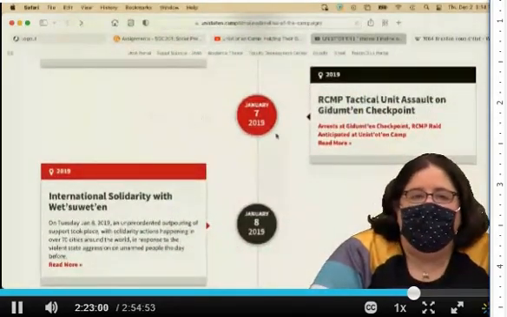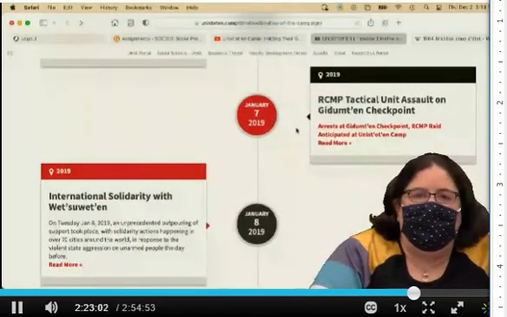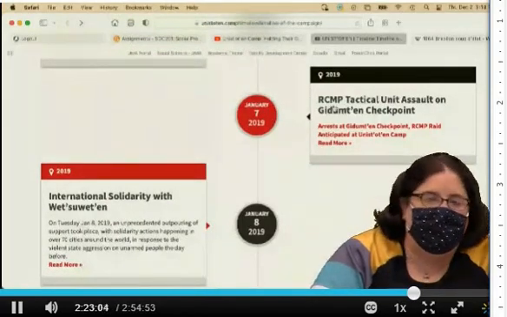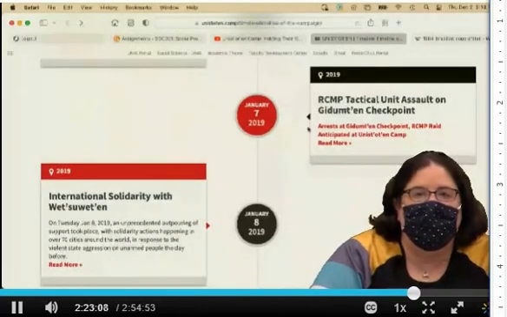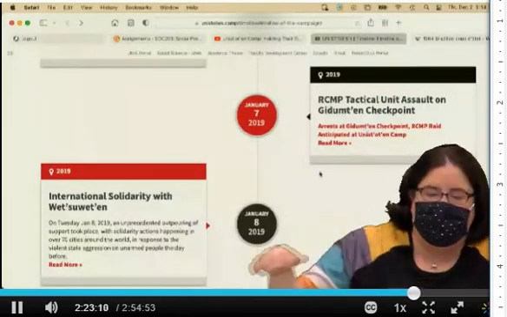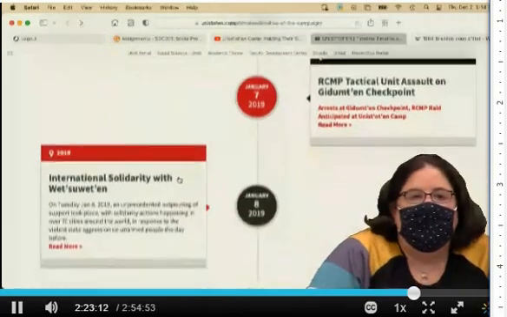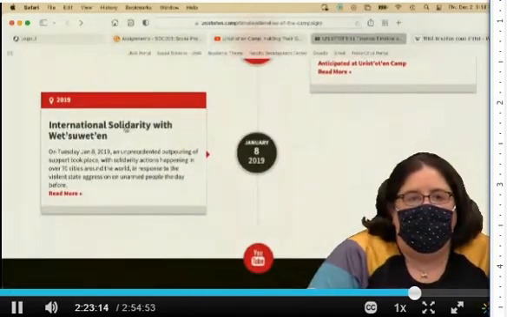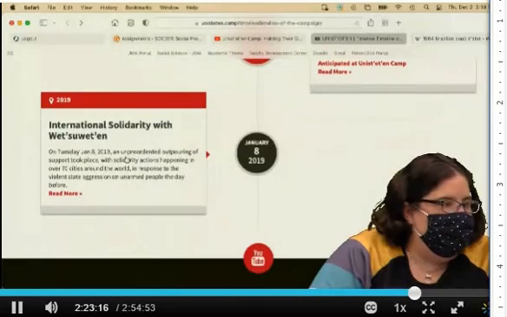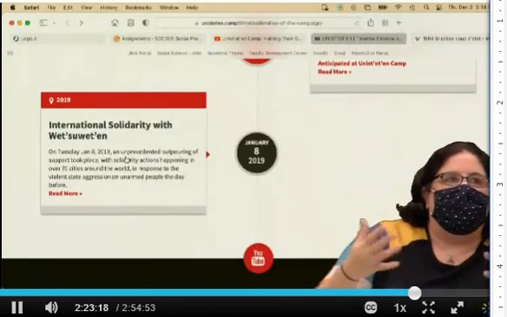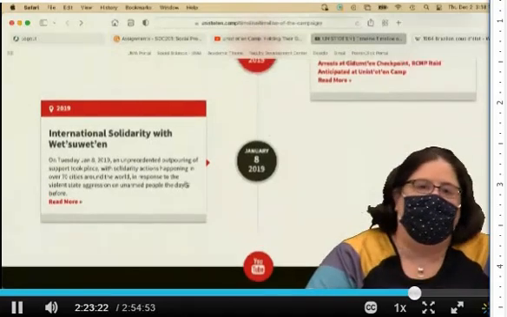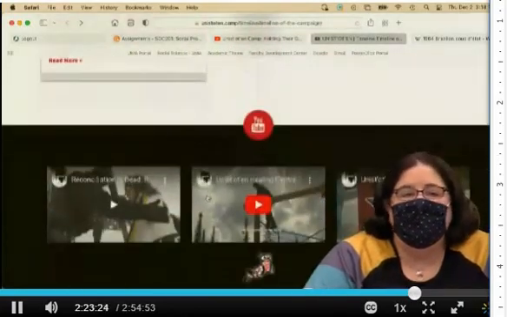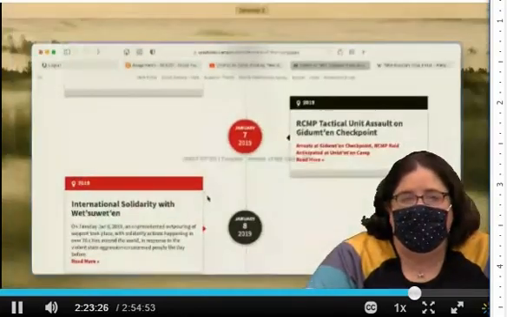A few weeks later, really, in 2019, the RCMP, that's the police, right? The tactical unit assaulted the checkpoint, not the camp itself, but the checkpoint on the bridge. And that brought a lot of international visibility to the project, and it became newsworthy. That's where they stop on their website.